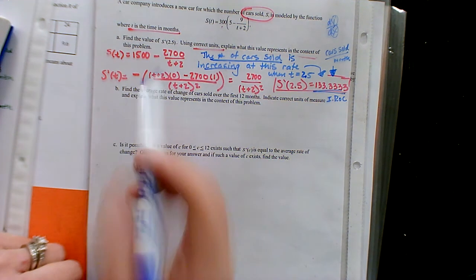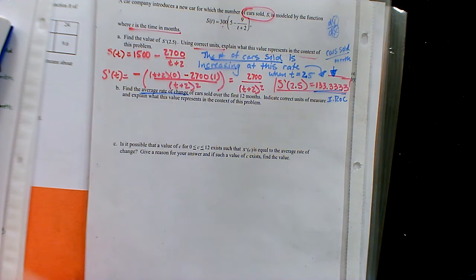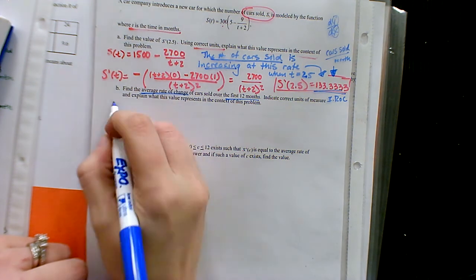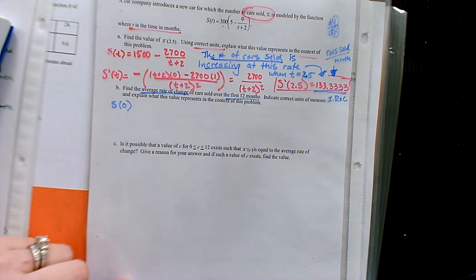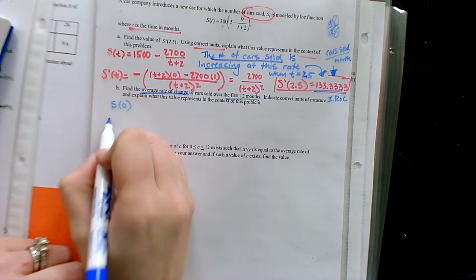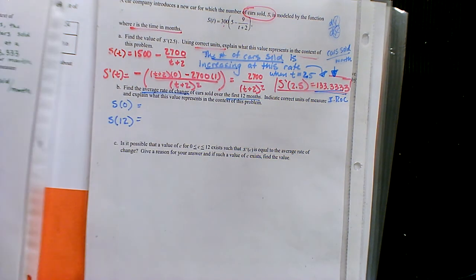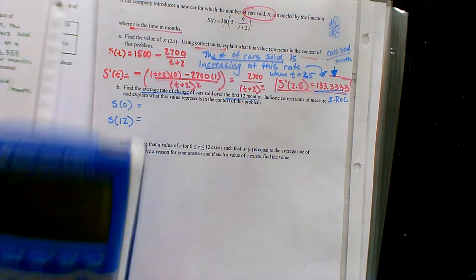Part B is asking us about the average rate of change over the first 12 months. So average rate of change is the slope of the secant line, the slope between two points. Can we figure out what two points we should use in this case for our interval? 1 and 12. Probably 0 and 12. 0 is like your starting amount. 1 would be after the first month. So we're going to have to plug in 0 to see what we get, and then plug in 12 and see what we get. So we're going to use the original function. Again, you might need to use your calculator.